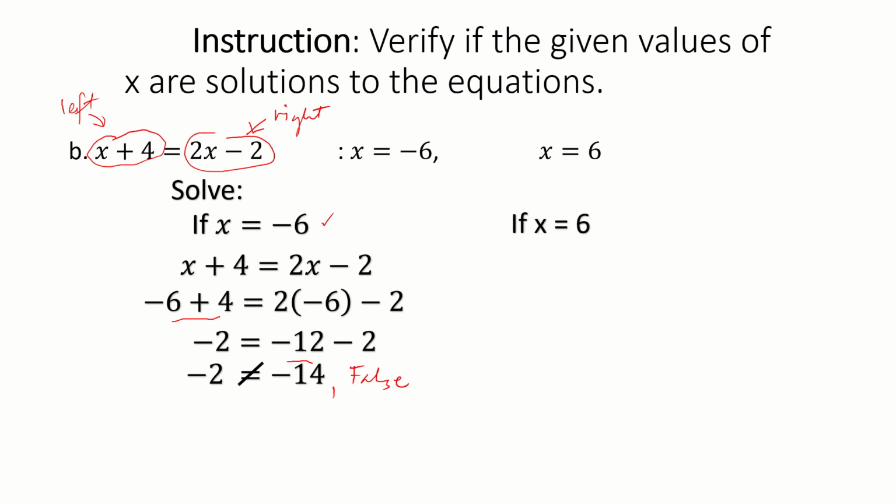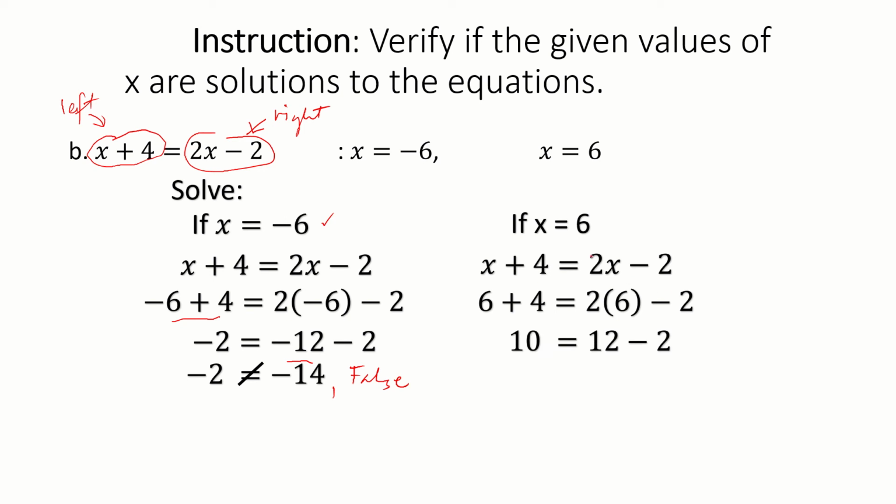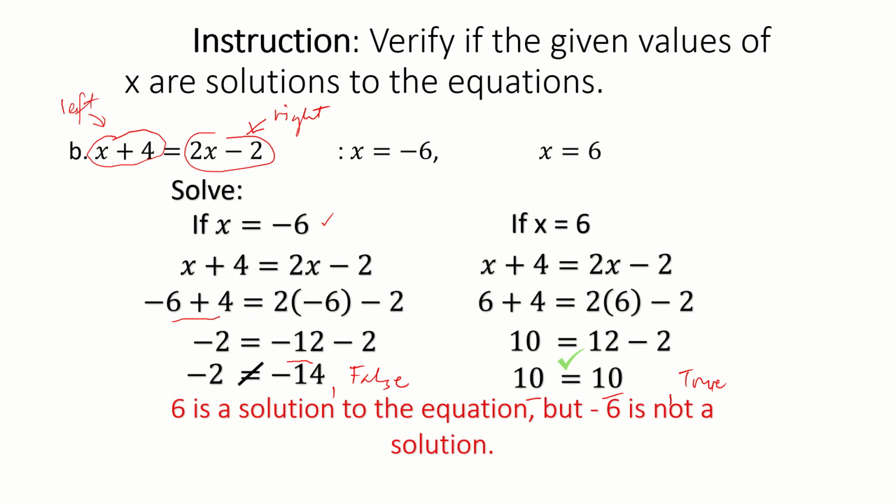But what if it's a 6, not a negative 6? We copy our equation and then we substitute 6 for x. 6 plus 4 is 10. And on the right side, 2 times 6 is 12. Then 12 minus 2 is 10. So our left and right sides are the same. We put a check mark as an indicator that it is a true statement, because they are now equal. Therefore, 6 is a solution, but negative 6 is not a solution.